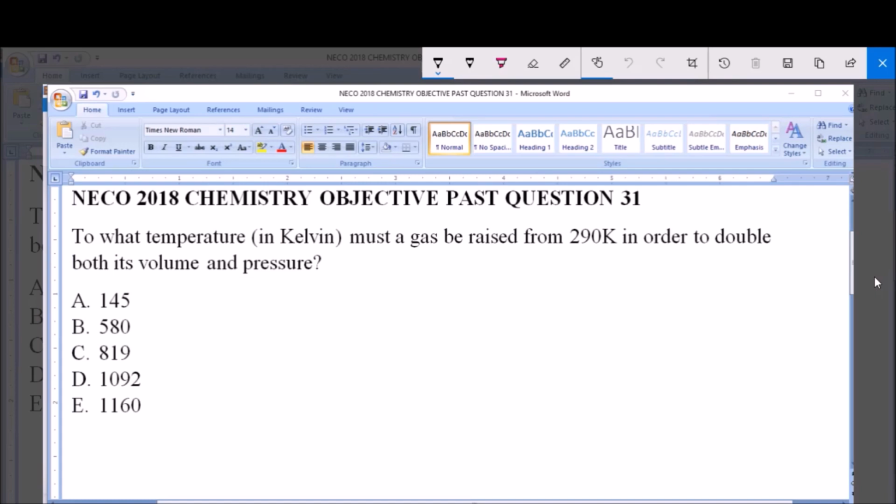Hello and welcome. I will be answering NECO 2018 Chemistry Objective Past Question 31. To what temperature in Kelvin must a gas be raised from 290 Kelvin in order to double both its volume and pressure? A. 145, B. 580, C. 819, D. 1092, E. 1160. So we are given an initial temperature here of 290 Kelvin, and we are asked, to what temperature will you raise this gas in order for its volume and pressure to both be doubled?